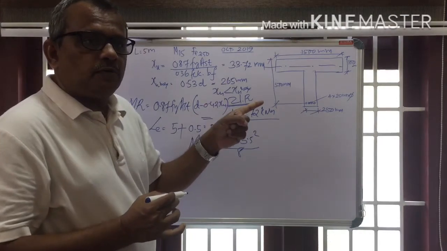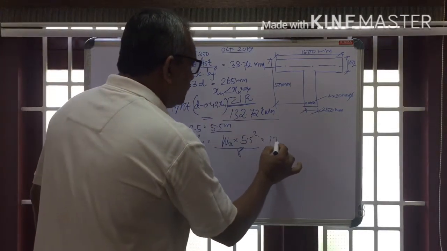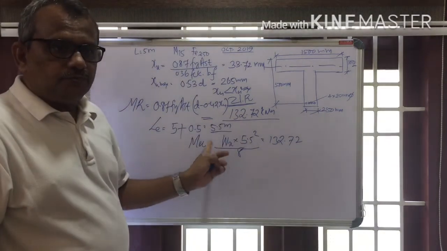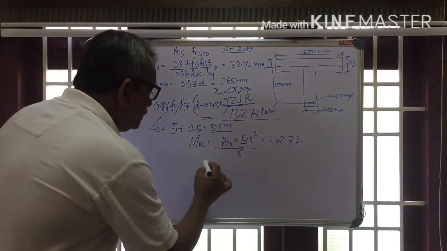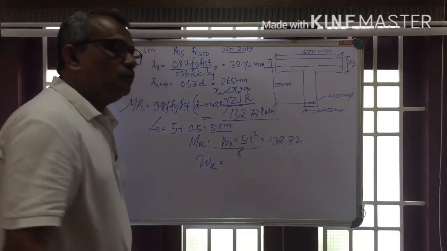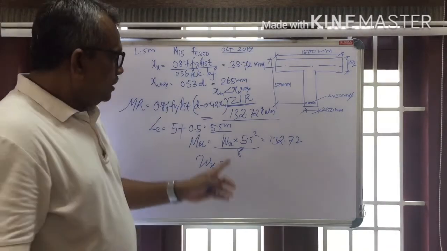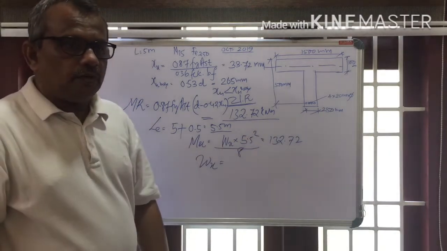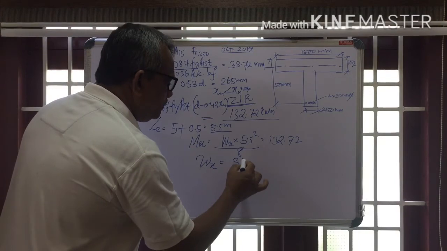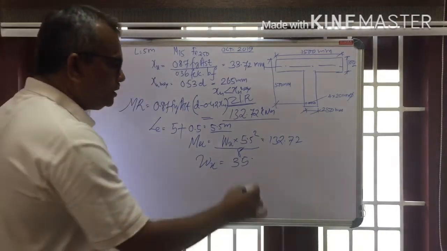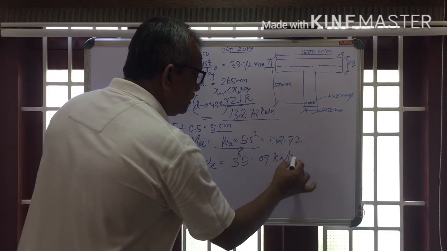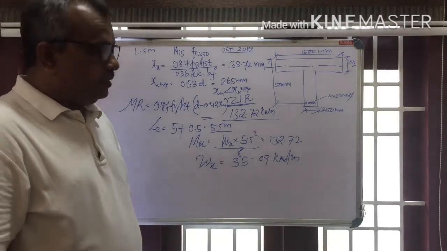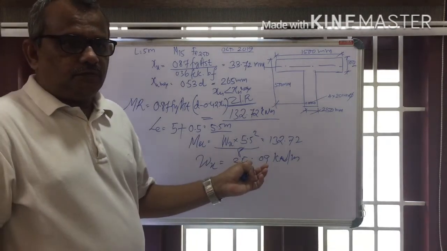In the case of a simply supported beam carrying UD load, we got the value as 132.72. So what is unknown here? The value of W, the ultimate load, WU. The load is equal to 132.72 into 8 divided by 5.5 squared, and when you solve it, you will get 35.09 kilonewton per meter. It's the UD load.